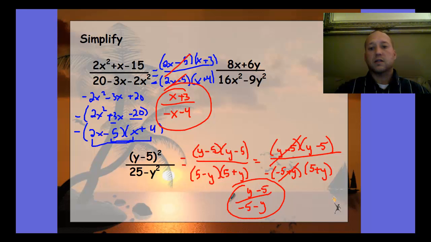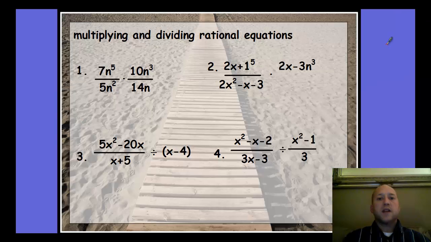That stays. So let's have this be your video problem for the night, to simplify that problem. The other concept you need to look at tonight is to multiply and divide rational equations. It's pretty much doing the same thing we're doing, but we're adding more expressions.